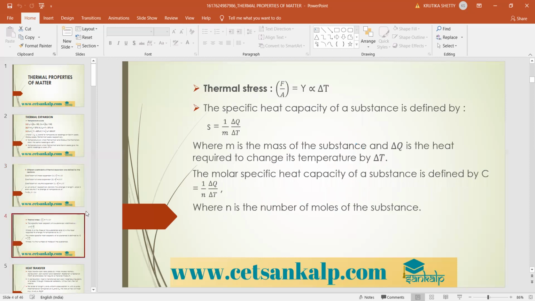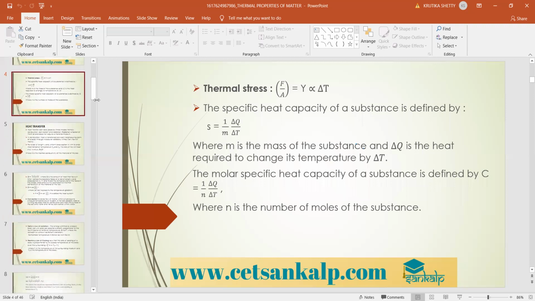Then next, here we have the thermal stress concept. Here you can see what stress is. Stress is nothing but force per unit area. Thermal stress means due to the heat. Thermal stress is given by F by A is equal to alpha delta T into Y here. This Y is nothing but Young's modulus of rigidity. That is alpha delta T into Y.